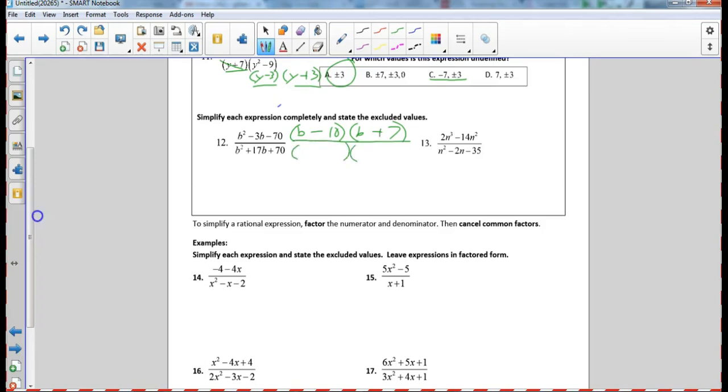On the bottom, I'm going to have close to the same thing. I still want 70, except I want 17, so they're both going to be positive. Now notice what happens. I end up with b plus 7 over b plus 7, which cancels. So now I set the bottom equal to 0, and I get b equal to negative 10. So my excluded value is b cannot be negative 10.